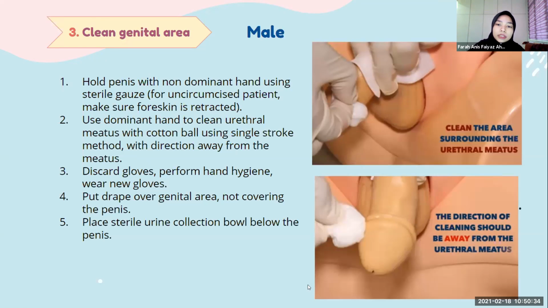The next one is we need to clean the genital area. As for male, we need to hold the penis with the non-dominant hand using sterile gauze. For an uncircumcised patient, make sure that the foreskin is retracted first, and then use the dominant hand to clean the urethral meatus with a cotton ball using the single stroke method, in the direction away from the urethral meatus. After that, we discard our gloves, perform hand hygiene, and then wear new gloves. And then put a drape over the genital area, not covering the penis, and place the sterile urine collection bowl below the penis.